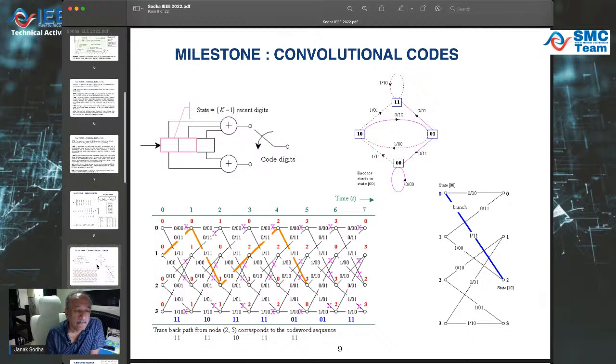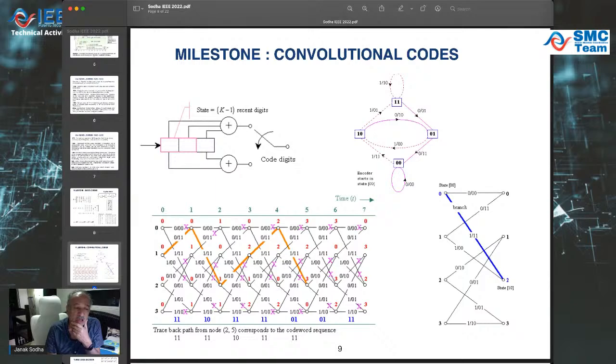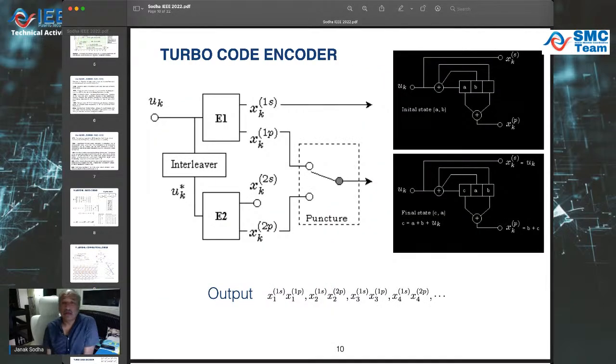Okay. So block codes was one way of thinking about it. Convolutional codes was another way, and here is the breakthrough. The breakthrough was to use this type of a convolutional code, use 2 of them, use an encoder E1 and E2 in combination with an interleaver.